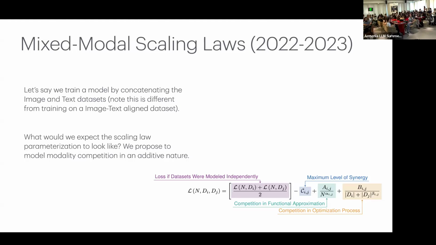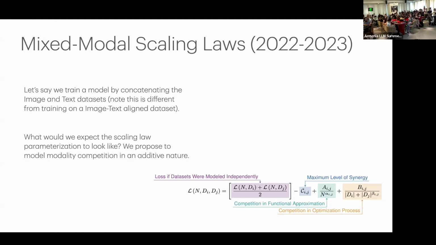So is n the number of tokens or the number of parameters? Oh, sorry, n is the number of parameters. Yeah, so the question is on the left-hand side, the losses for n parameters modeled jointly. On the right-hand side, there are n parameters for one data set and another n parameters for the other data set. So in totality, there are two n parameters.